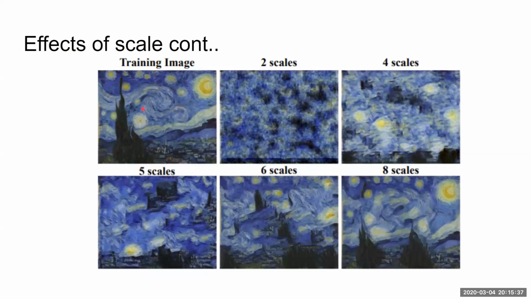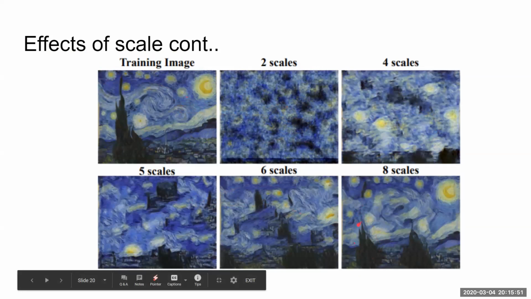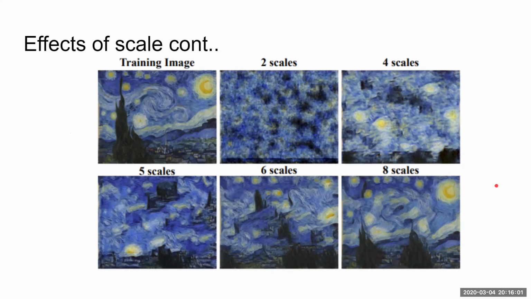So this is the effects of scales. This is the training image, and if we use only 2 scales, then this type of image is generated, which captures textures of these images. And as we go higher in scales, it will capture textures plus the overall placement of objects, like this one and this one, and this moon should be at top. These things can be captured as we go higher in scale. So definitely using high scales will produce much more natural looking images.